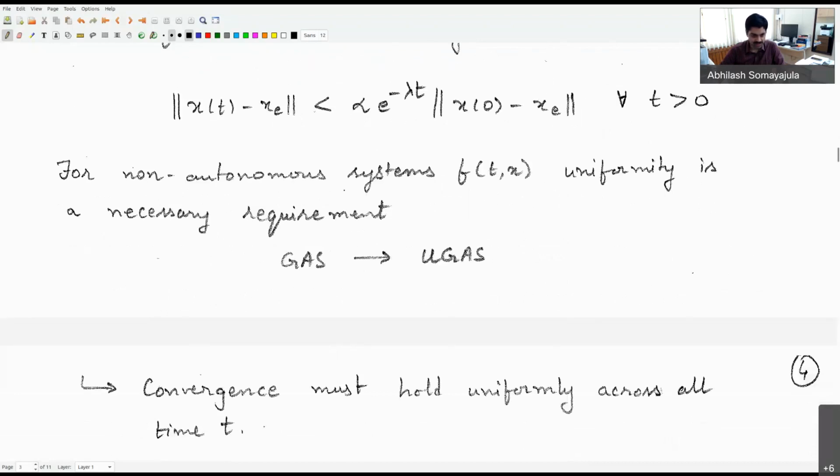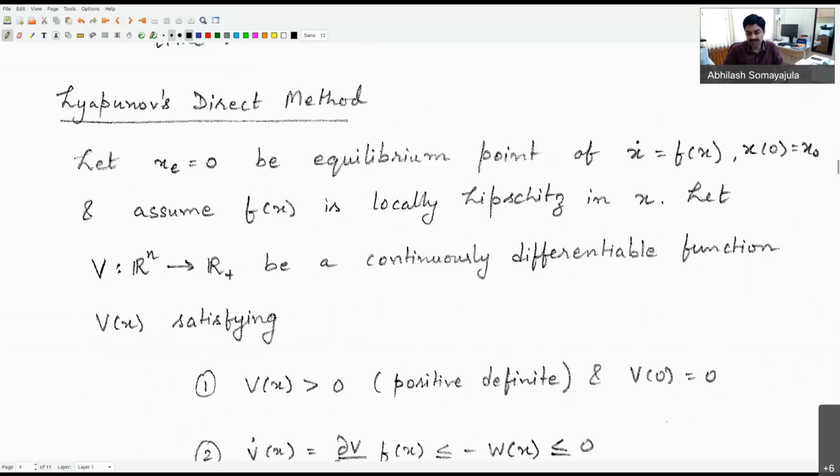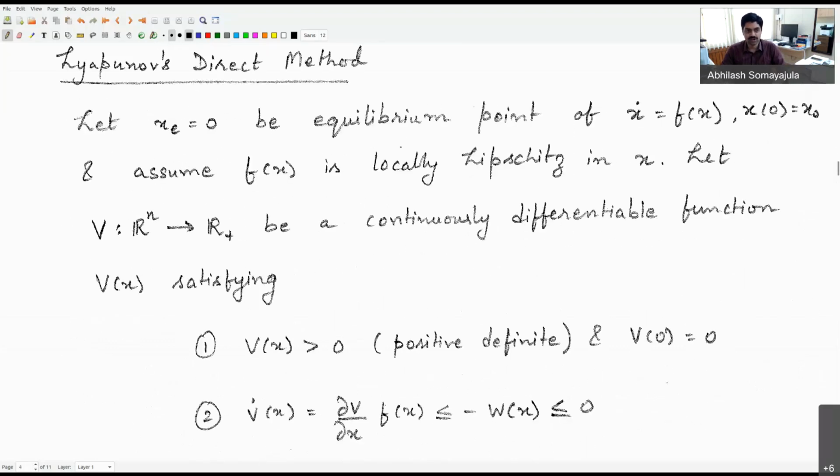Okay, and I know that I have put a line here regarding non-autonomous systems. I'll come to non-autonomous systems a little later, after we have looked at the autonomous systems in detail first. So we'll come back to this idea. The main result which we'll look at is called Lyapunov's direct method.